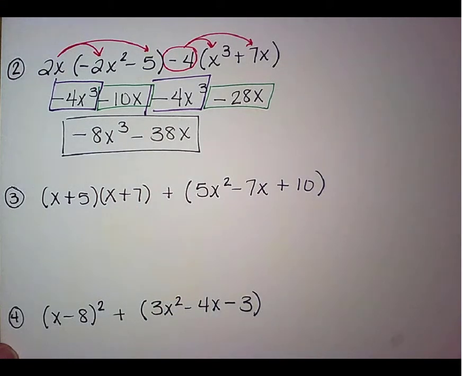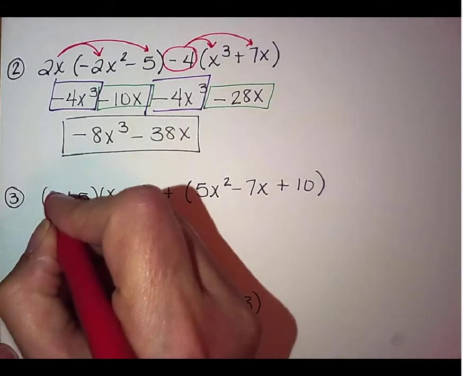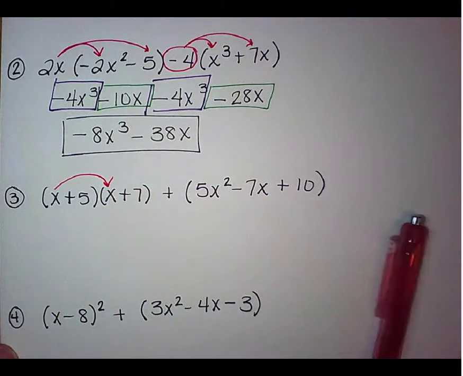I'm going to go ahead and do FOIL so you can remember that, but again, it's whatever you're more comfortable with. So we've got x times x, which is going to give us x squared.